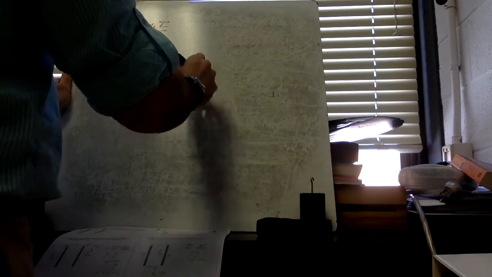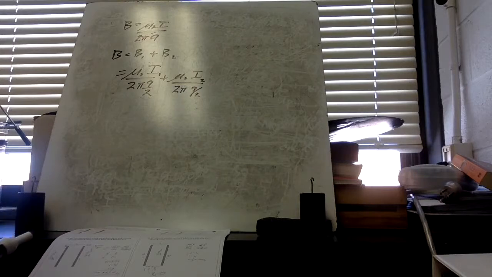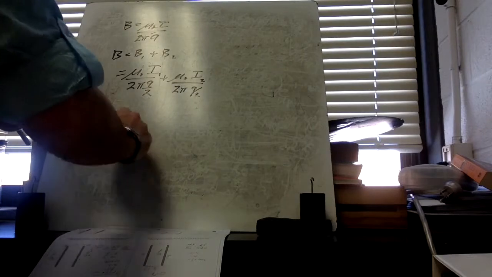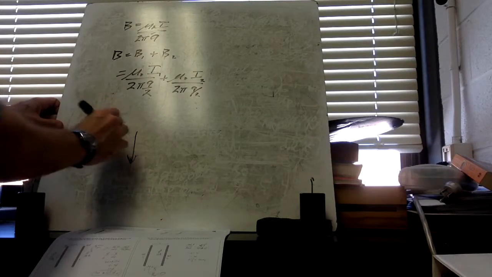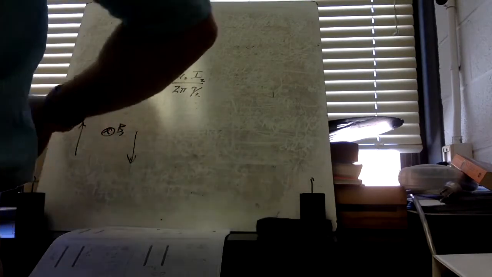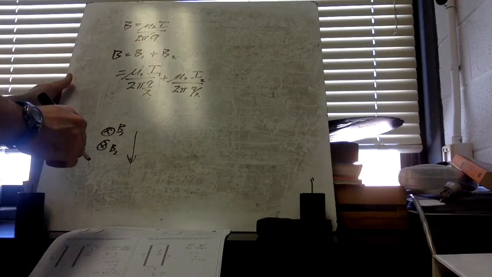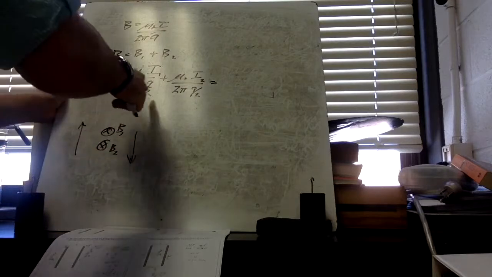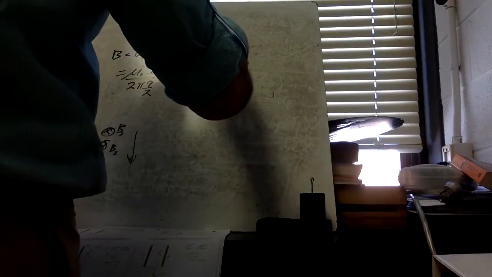mu naught I2 over 2 pi A over 2. What direction are these? If I have this current going that way and this current going this way, this one's producing a magnetic field into the page. That's B1. And this one is also producing a magnetic field into the page. That's why I'm adding them up. I have a common denominator, so I'm just adding up the top part.